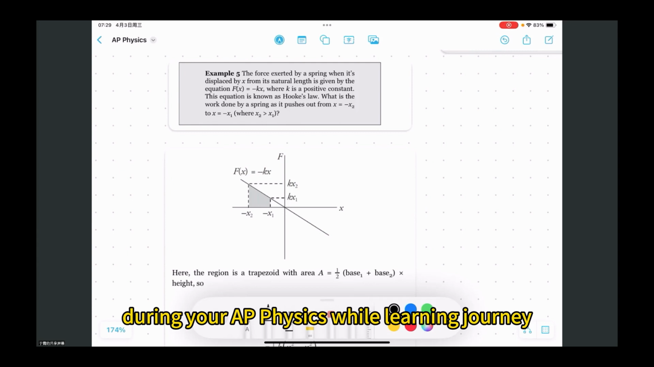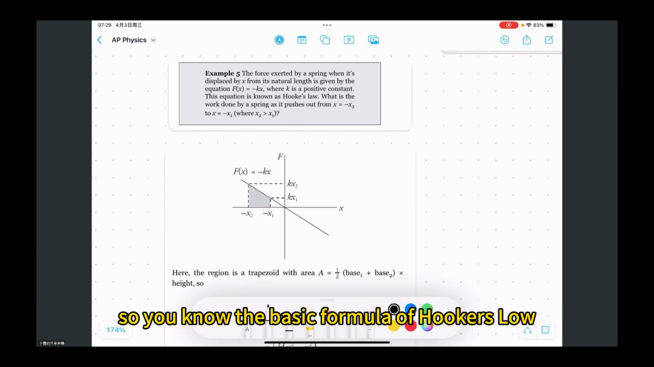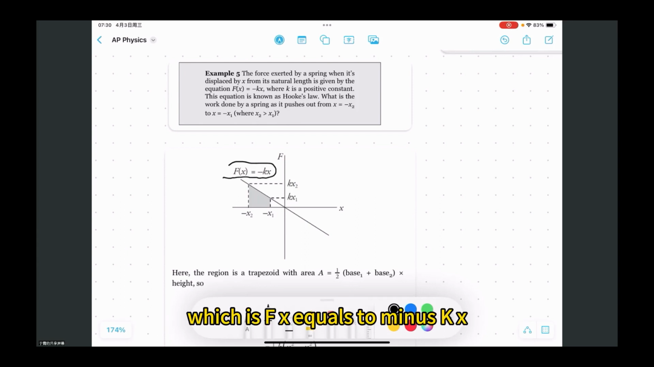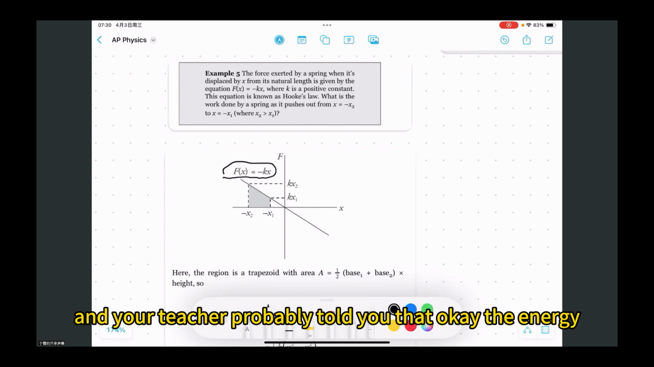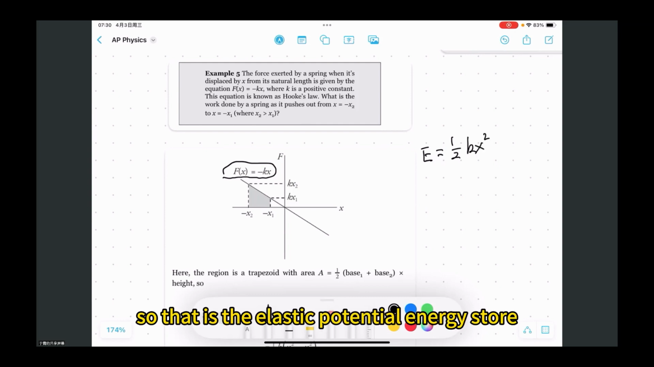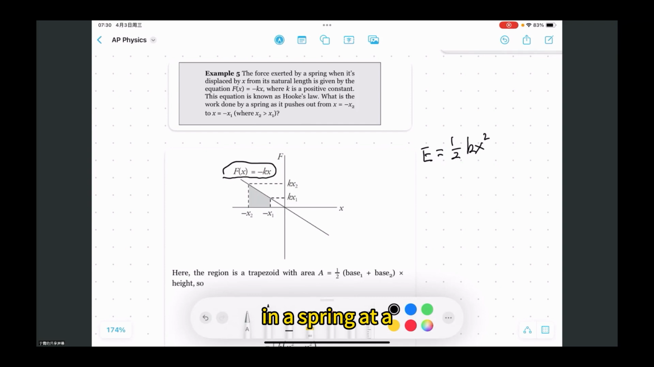Suppose you meet this question just after you learn the concept of Hooke's law during your AP Physics 1 learning journey. You know the basic formula of Hooke's law, which is Fx equals minus kx. And your teacher probably told you that the energy stored in such a spring system can be written as E equals 1/2 kx squared. That is the elastic potential energy stored in a spring at a certain extension.